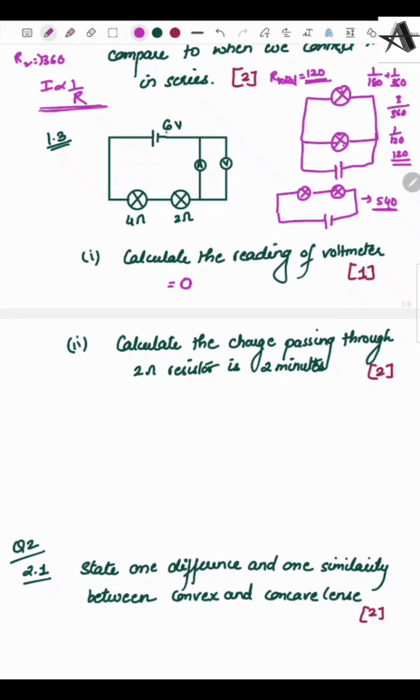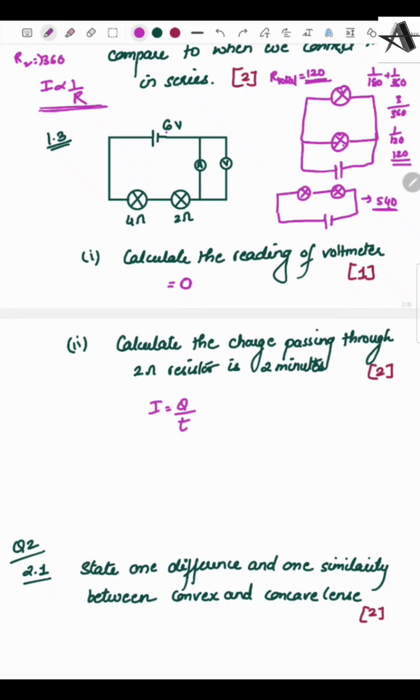Calculate the charge passing through the 2 ohm resistor in 2 minutes. Okay, so we know what current is. Current is equal to Q over T. That means current is charge over time. So what is given? 2 ohm resistor, 2 minutes. Here we have to calculate the current across the 2 ohm resistor. We know that if the lamps or resistors are connected in series, they share the same current, which is the total current given by the battery.